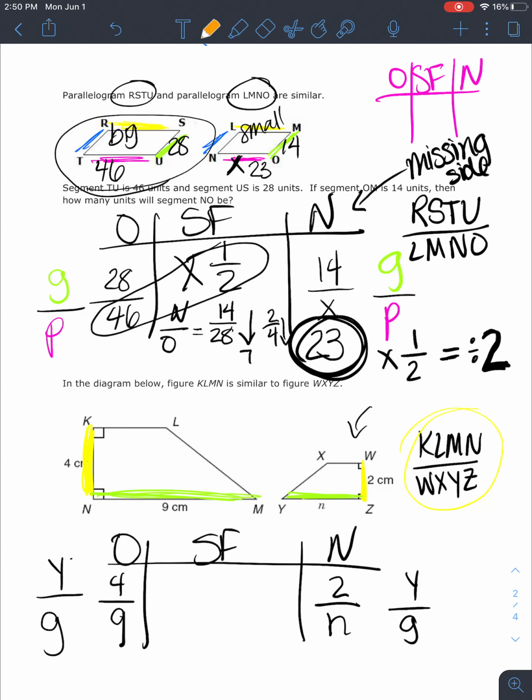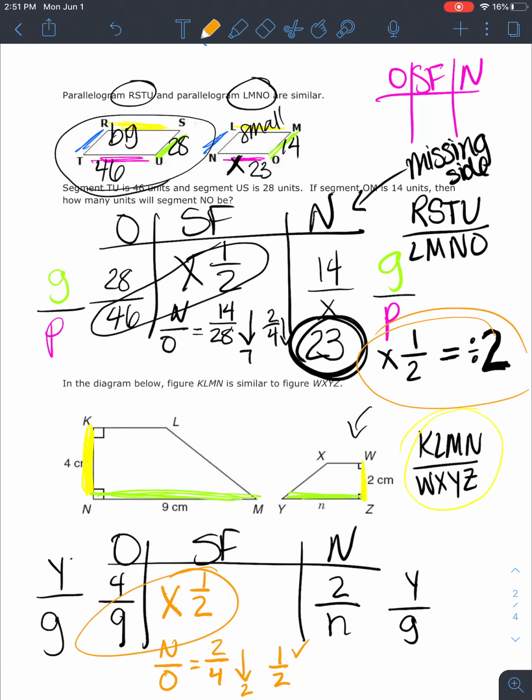I know that 2 is half of 4, but we want to represent it as multiplication, so this would be times 1/2 again. We can check ourselves by doing new over original: 2 over 4, simplify by 2, and I get 1/2. So there's my 1/2. Now all I need to do is 9 times 1/2, and we should get that N equals 4.5.